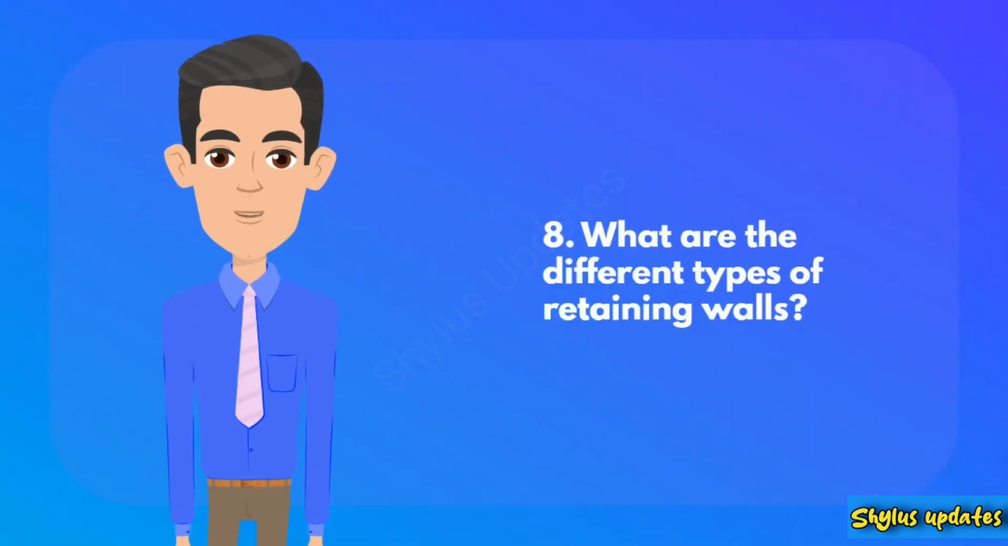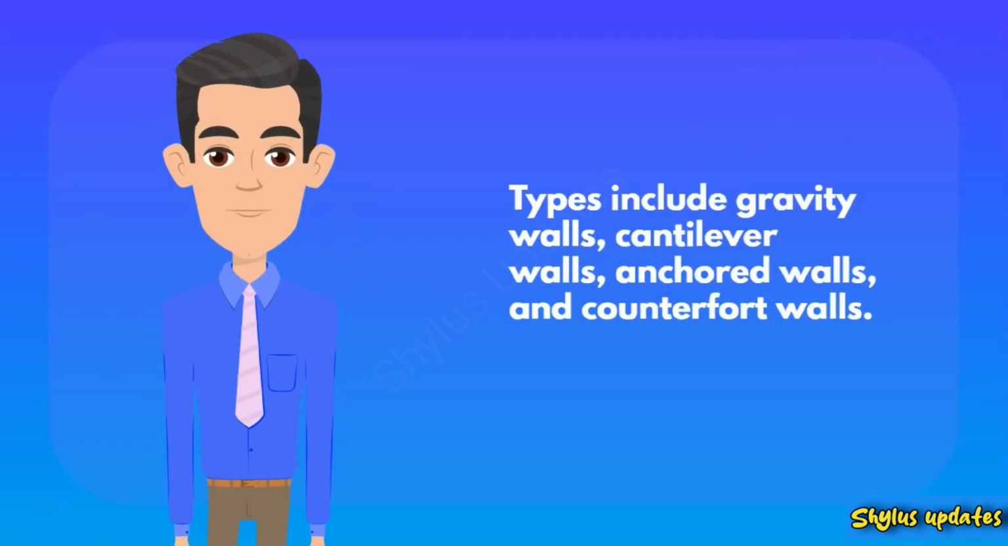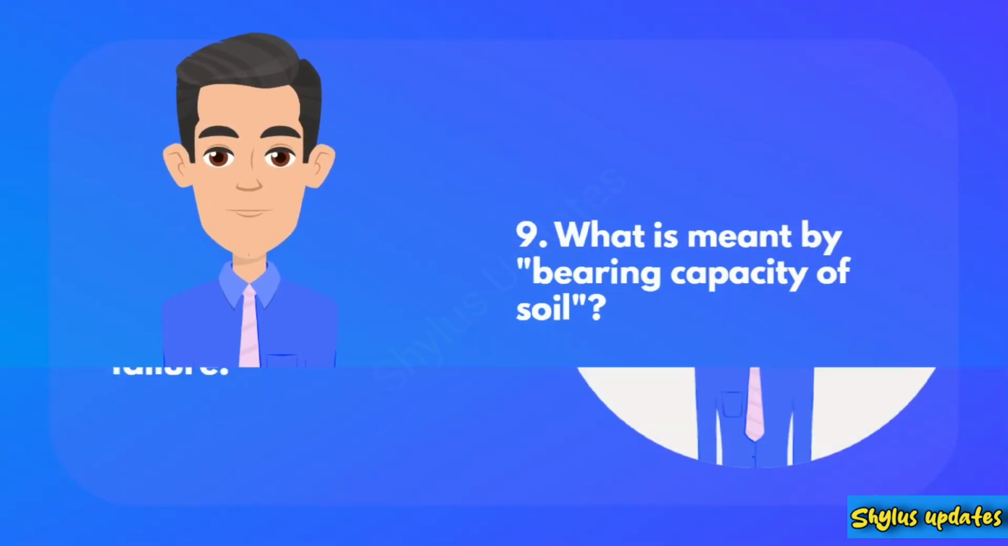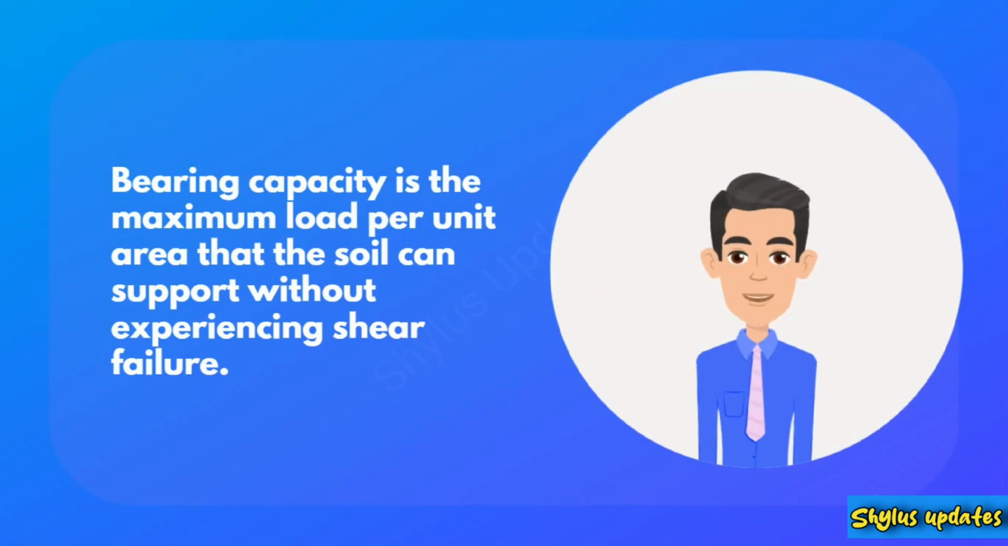8. What are the different types of retaining walls? Types include gravity walls, cantilever walls, anchored walls, and counterfort walls. 9. What is meant by bearing capacity of soil? Bearing capacity is the maximum load per unit area that the soil can support without experiencing shear failure.